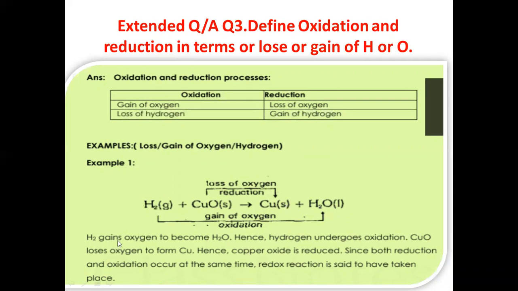So hydrogen gains oxygen to become water, hence hydrogen undergoes oxidation, and copper oxide loses oxygen to form metallic copper, hence copper oxide is reduced. Since both reduction and oxidation occur at the same time, this type of reaction is called a redox reaction. Redox reaction is said to have taken place.